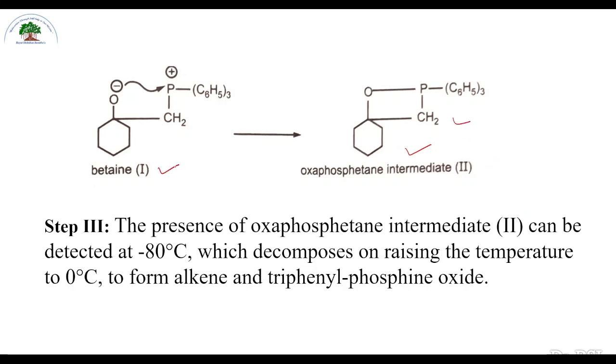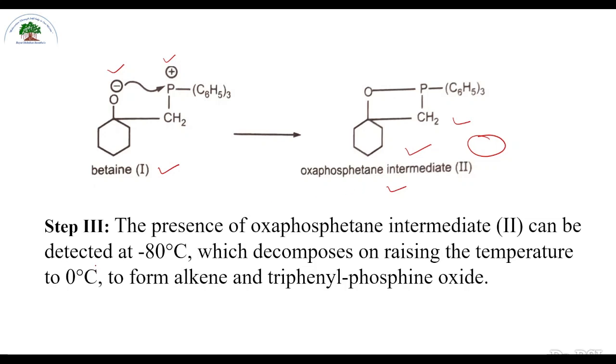First is the betaine intermediate, where there are negative and positive charges near to each other, and then the cyclic four-membered ring structure in which the oxygen phosphorus bond is there. This is known as the oxaphosphetane intermediate.